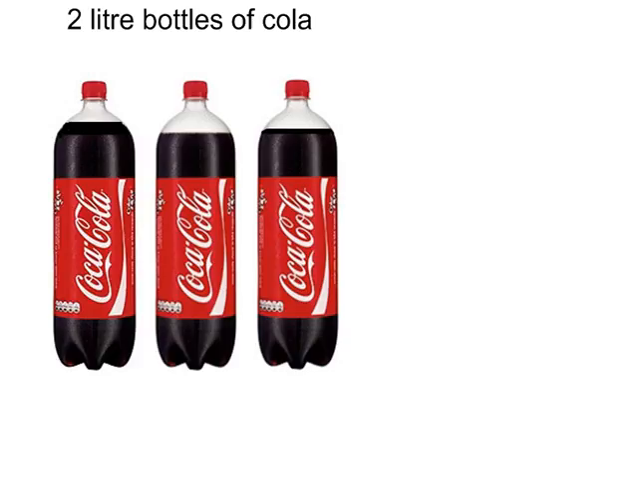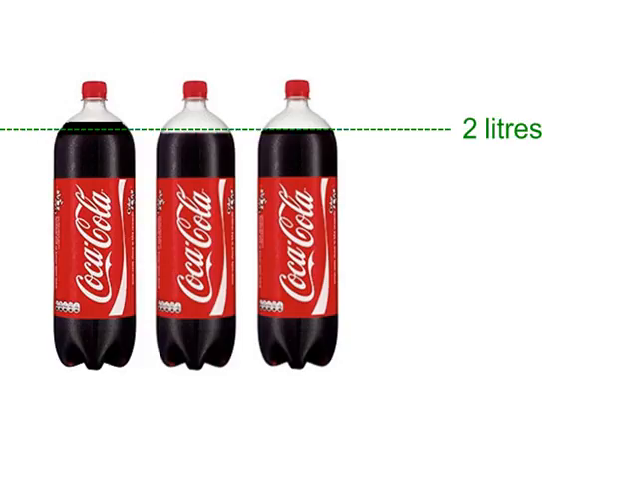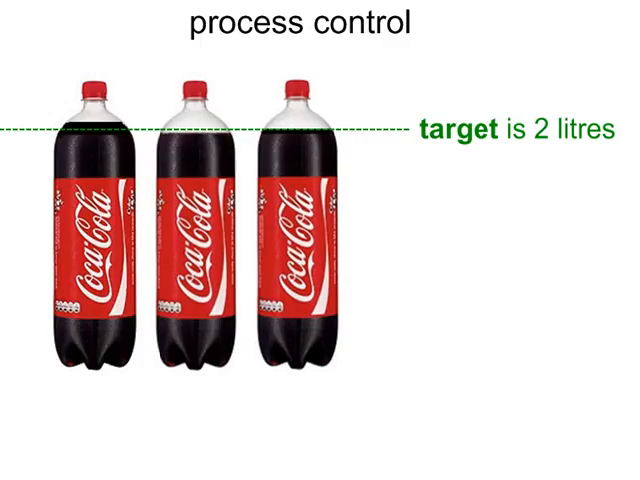Here we have 3 bottles of cola. They should all contain 2 liters. On closer inspection, we can see that this bottle has slightly more than 2 liters, and this one has slightly less. Our process control, where we take regular samples, can show us whether we are achieving our set target.